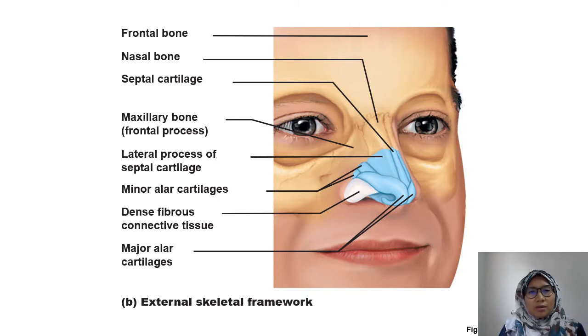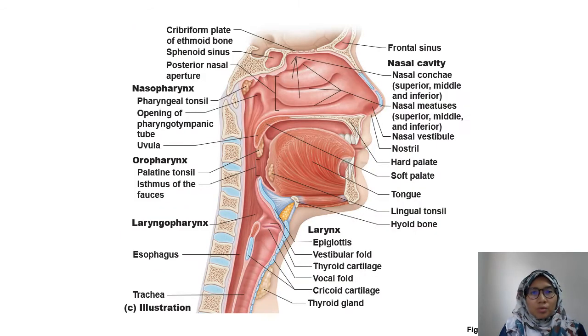This is the external skeletal framework of the nose. So this is the nasal cavity. Nampak? This is the base of our skull. This is the roof of our mouth. So ini adalah kawasan nasal cavity.